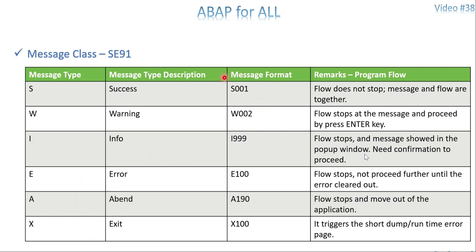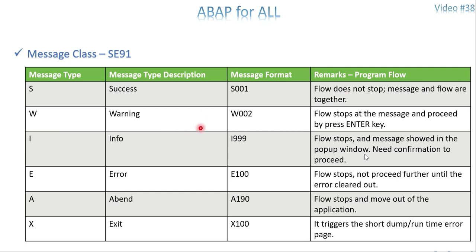So success message, and this is just a format: message type, and any 3-digit number from your message class. And the remark on program flow is that the flow doesn't stop because of the success one. So message and flow go together. You might have seen some sales order number created, material created. So once it is created, it automatically displays the message in the status bar.